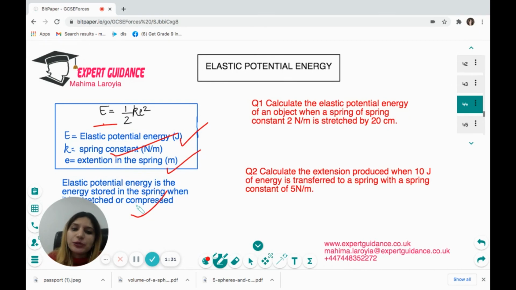Okay, so now you have two questions on the board. The first is to calculate the elastic potential energy when the spring constant and its stretch are given to you. And in question number 2, they have given you the elastic potential energy and the spring constant and ask you to work out the extension. So you have to rearrange this formula. Have a go at these questions and come back to check the answers.